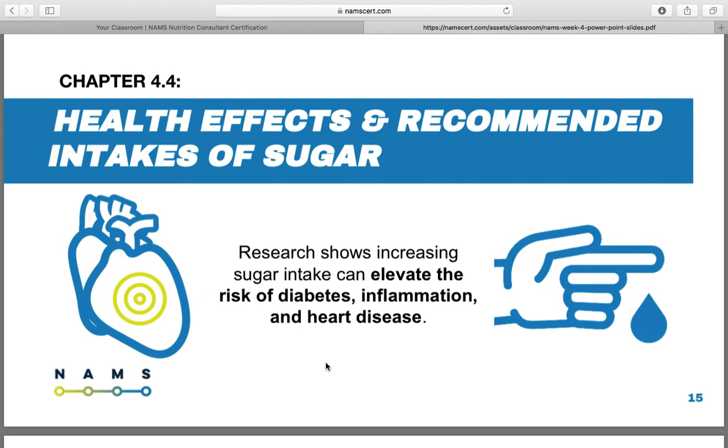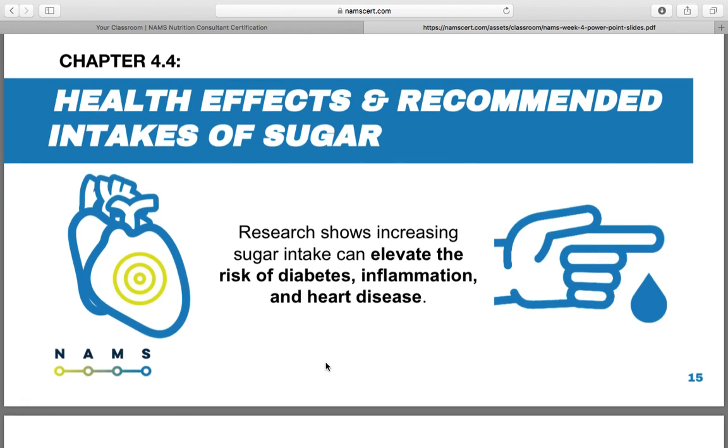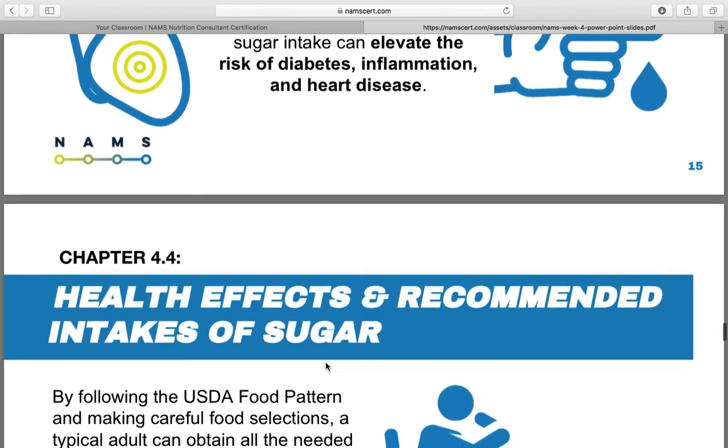Research shows increasing sugar intake can elevate the risk of diabetes, inflammation, and heart disease. So this is just another reason that we need to keep our sugar in check, because you do not want to risk your chance of diabetes, inflammation, and heart disease. So how do we figure this out, guys? We have to track our foods. We have to see what we're eating. We have to see how much we're taking in. Now, if you download MyFitnessPal, for instance, it actually will tell you exactly how many grams of sugars you are taking in, so we have a really good idea of what we need to work on.